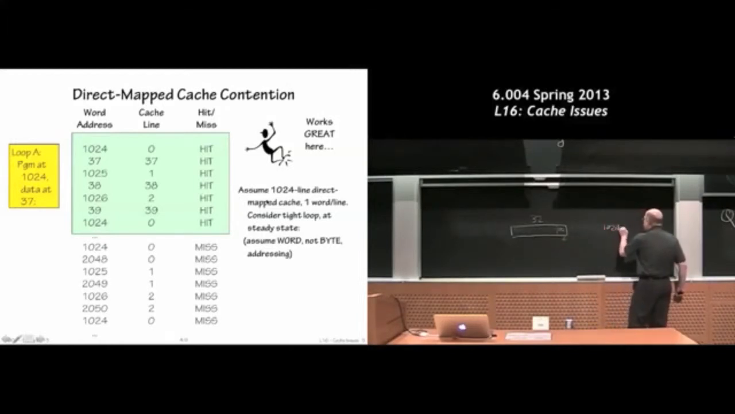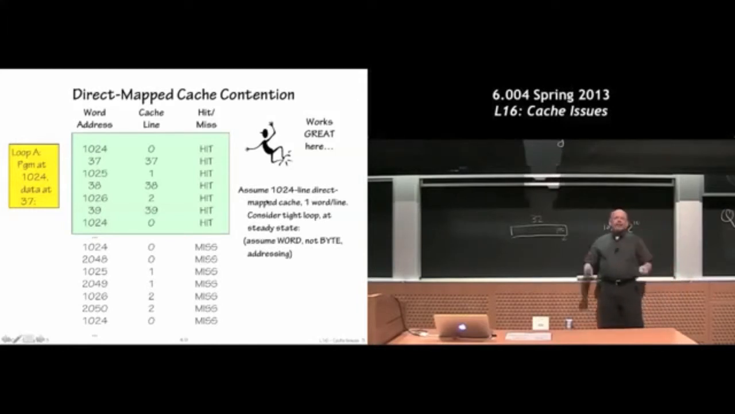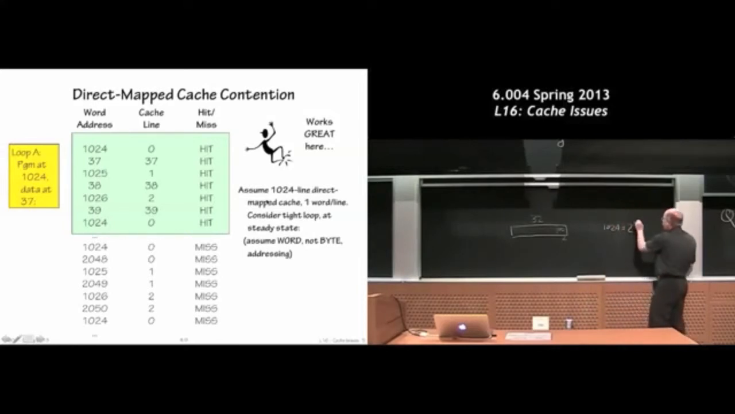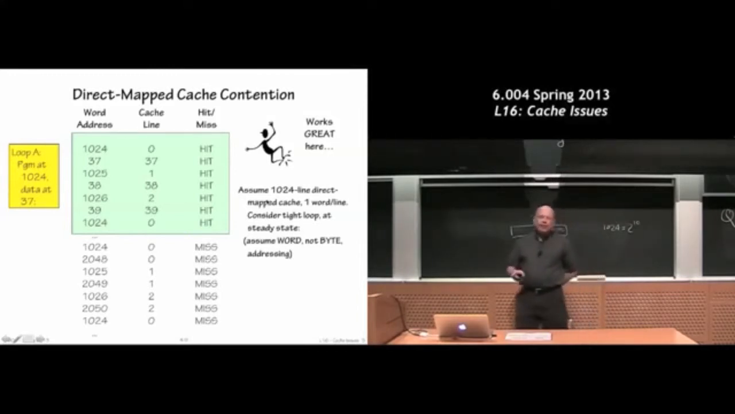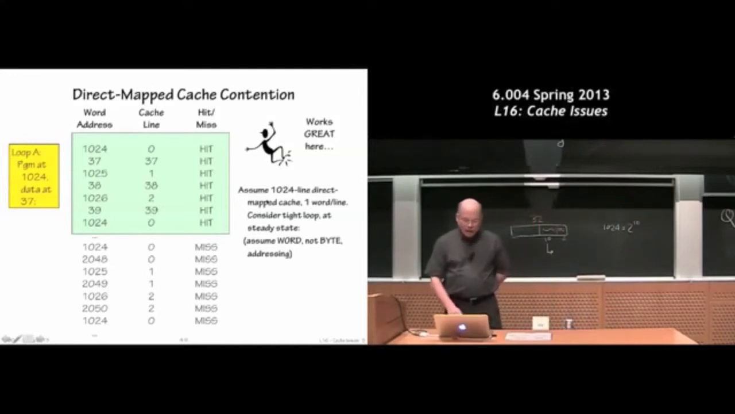1024 is 2 to the 10th. Yes, the 10, so these 10 bits right here are the index into the cache. So what we really want to do is to take the word address mod 1024, right? And so that's why address 1024 maps to cache line 0, and address 1025 maps to cache line 1.